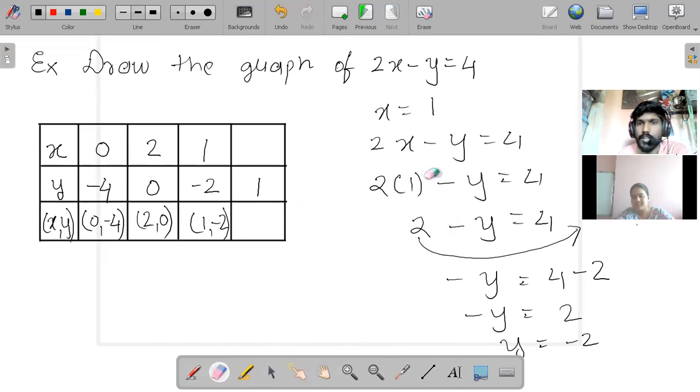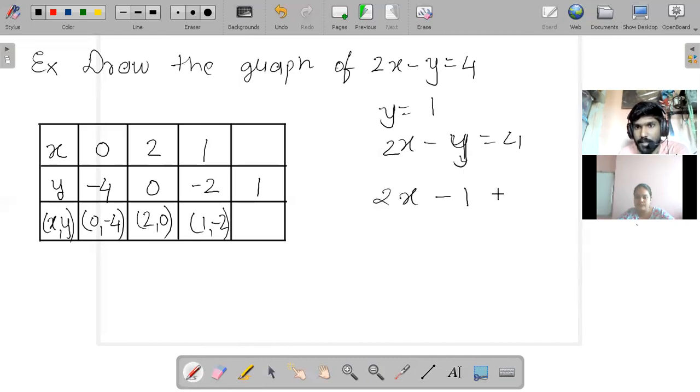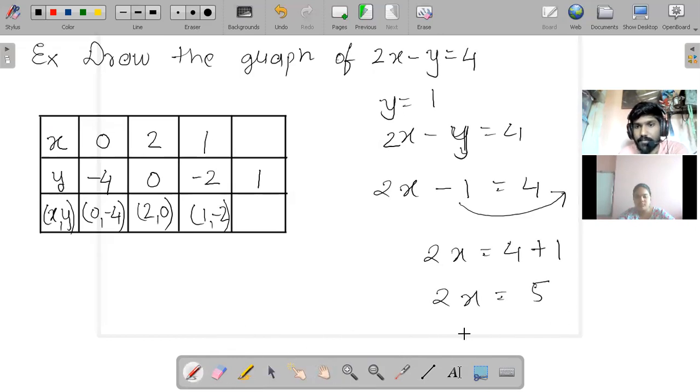The thing we need to be careful about is avoiding fractions, because plotting fractions is a little difficult. So let's take y as 1 and see what value of x we get. 2x minus 1 equal to 4. Take the minus 1 to the other side, so 2x is equal to 4 plus 1, that is 5. You're getting a fraction, and plotting a fraction is difficult, so we'll not take 1.